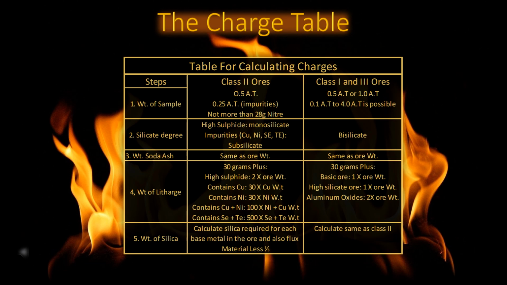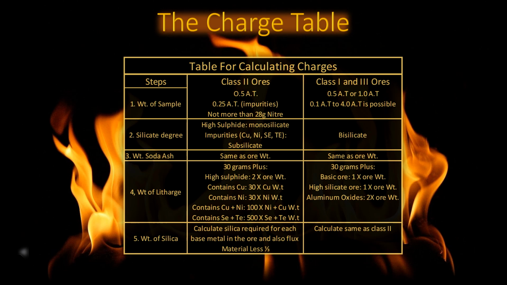A note here though, if potassium nitrate, that is niter, is required, and in many cases will be, not more than 28 grams will be used. For Class 1 and Class 3 ore types, the amount of sample weight can be 0.5 to 1.0 assay tons. Many textbooks will also state that it is possible to have an ore weighing 0.1 to 4.0 of an assay ton for the Class 1 and Class 3 ore types.